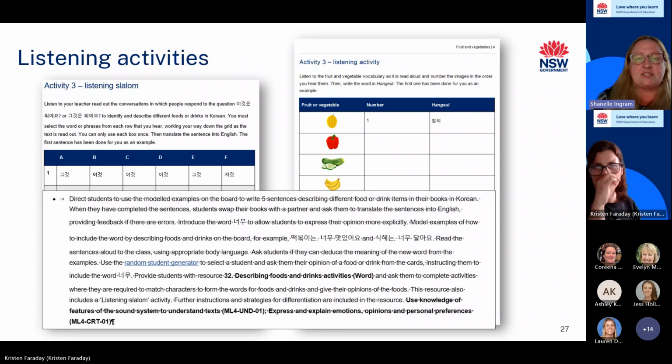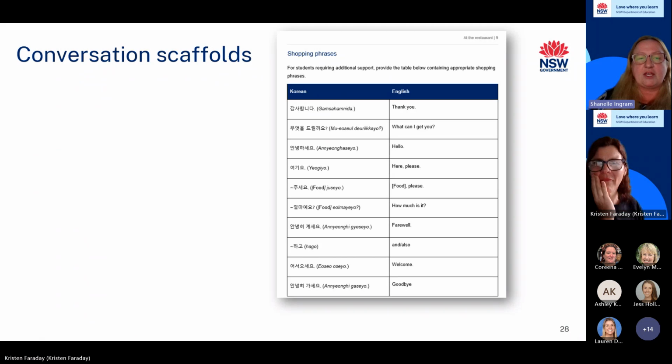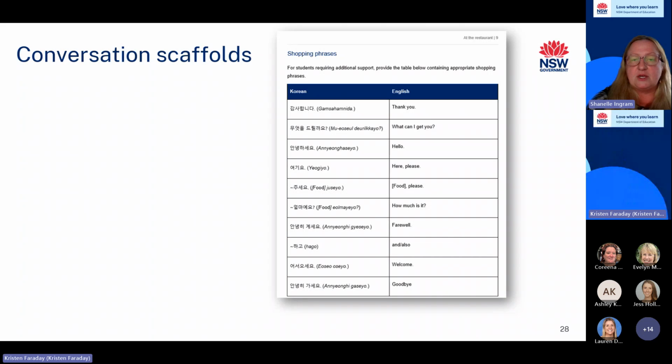Here you can see an example of how the listening activity is described in the unit of work and aligned to content dot points and an outcome. Throughout the unit, conversation scaffolds and templates are used as a differentiation strategy for students requiring additional support. These templates and scaffolds provide structured practice, build confidence, promote accuracy and fluency, and support differentiation in instruction.